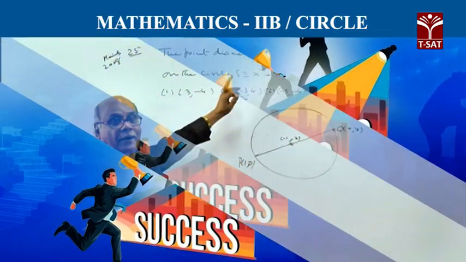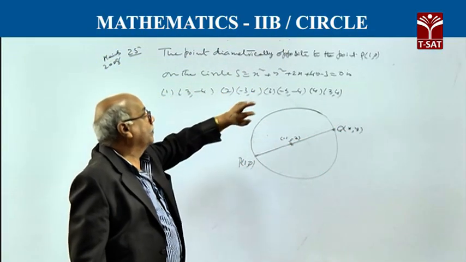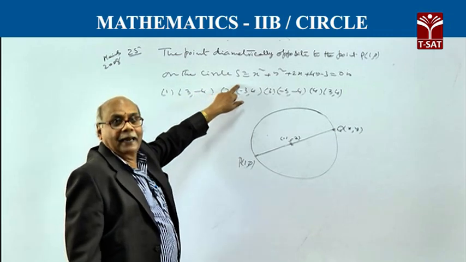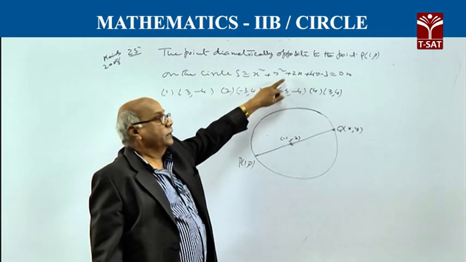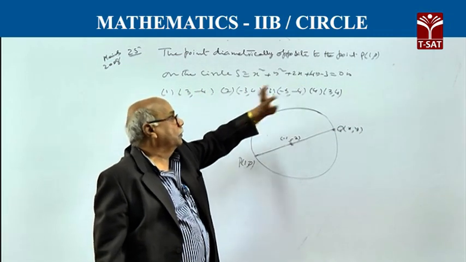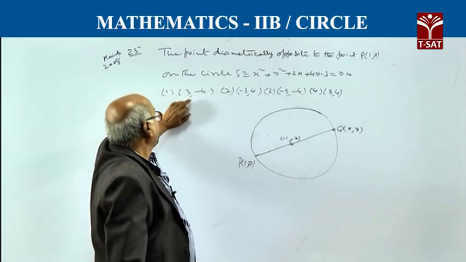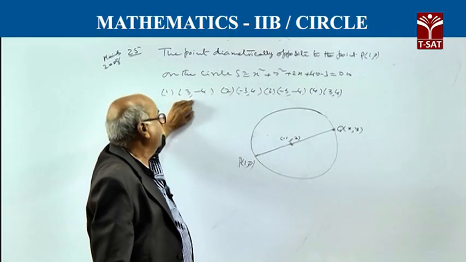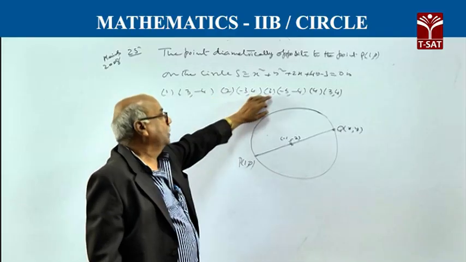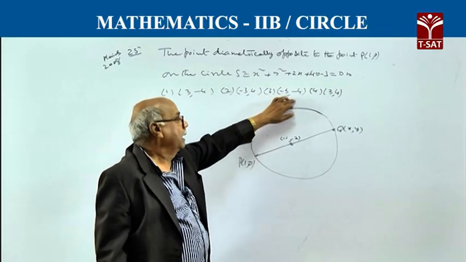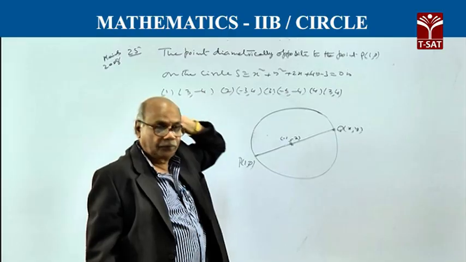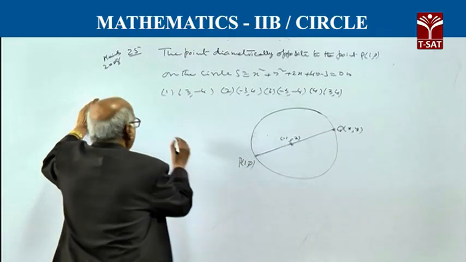The point diametrically opposite the point P(1, 0) on the circle S: x square plus y square plus 2x plus 4y minus 3 equal to 0 is: option 1, (3, minus 4); option 2, (minus 3, 4); option 3, (minus 3, minus 4); and option 4, (3, 4). Right. Now, the solution.